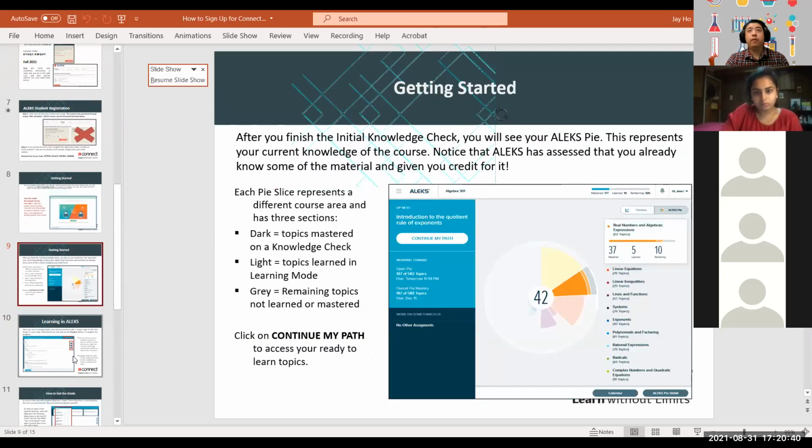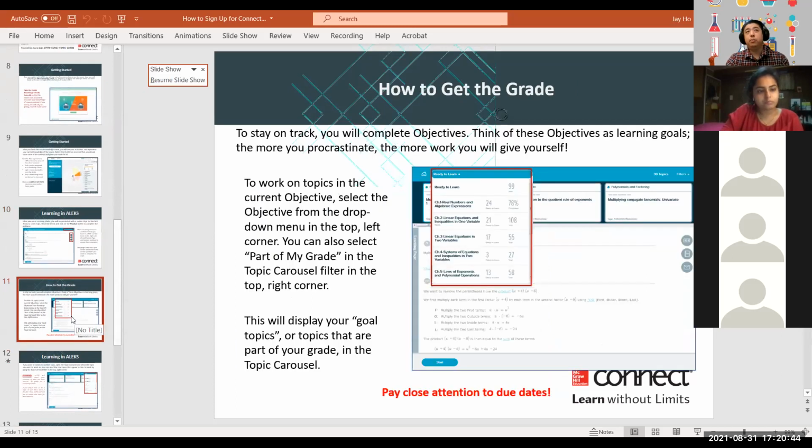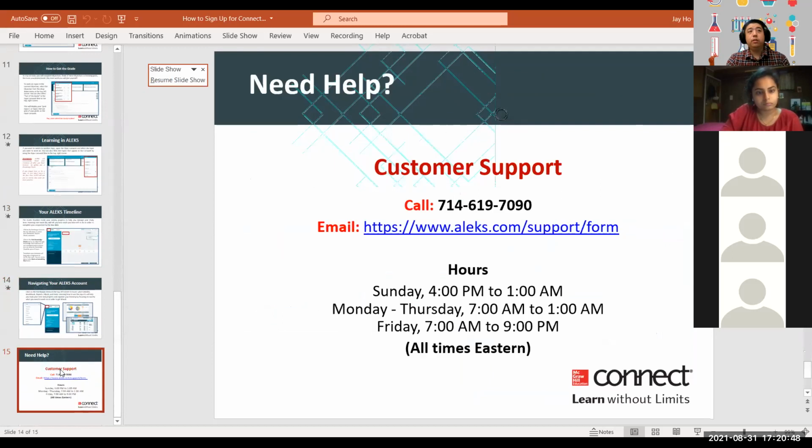All right, and the program obviously is a smart program. It checks what you know. It gives you more challenging problems or easier problems depending on the scenario here. So I'll let you read all of these on your own. And again, the customer support option is right here as well. All right, anyone have any questions so far before we begin?